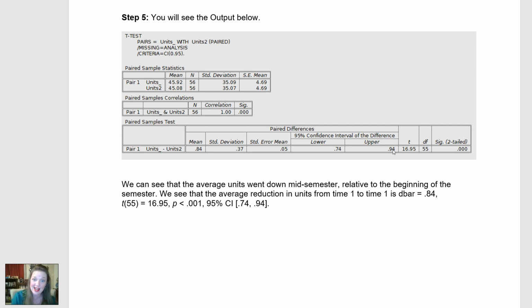We could also calculate a Cohen's d using these data, because this here is the D bar, and then here is the standard deviation of the difference scores. So to get Cohen's d, we would simply take 0.84 and divide by 0.37, and that would give us our Cohen's d. And in this case, eyeballing it, it's bigger than 2. I think it's bigger than 2. So that's a very large effect. Looks like there's a very large effect for at least my students in a previous semester, a pretty hefty reduction in units from time 1 to time 2.